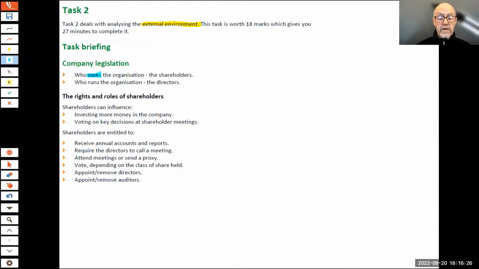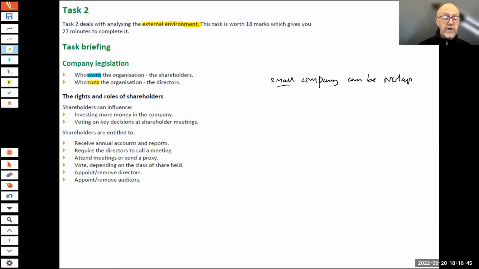Who owns the business and who runs the business. But as we've said, in a small business, a small company, there can be an overlap there.